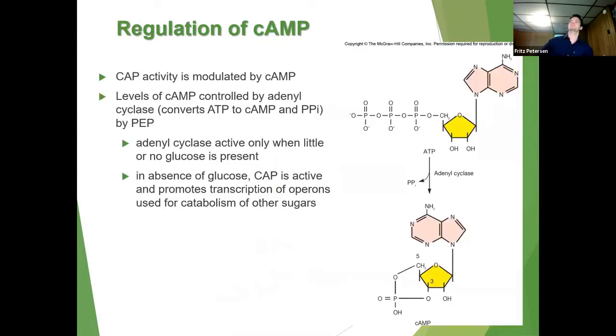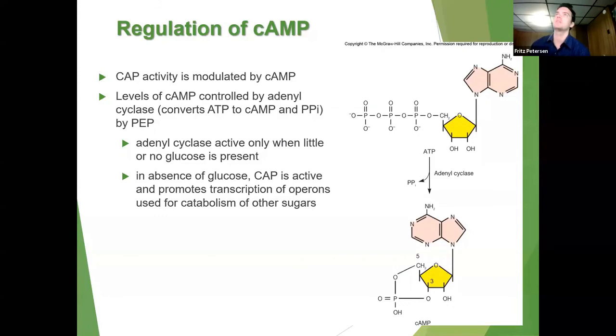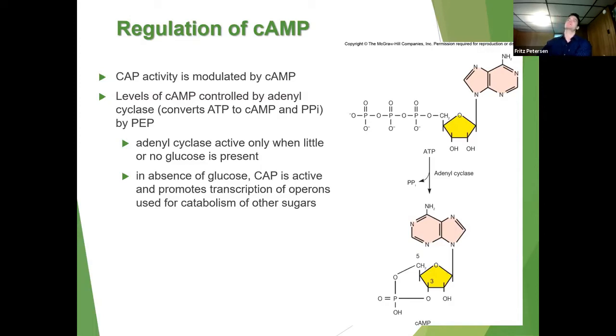So how are these cAMP molecules regulated? CAP activity is modulated by cAMP, as we just said, but levels of cAMP are controlled by adenylyl cyclase, which converts ATP to cAMP and PPi, activated by PEP. This PEP is phosphoenolpyruvate, and will be active only when little or no glucose is present. When you continue on in biology, you'll learn more about this molecule. It's an energy-rich molecule that's used quite a lot.